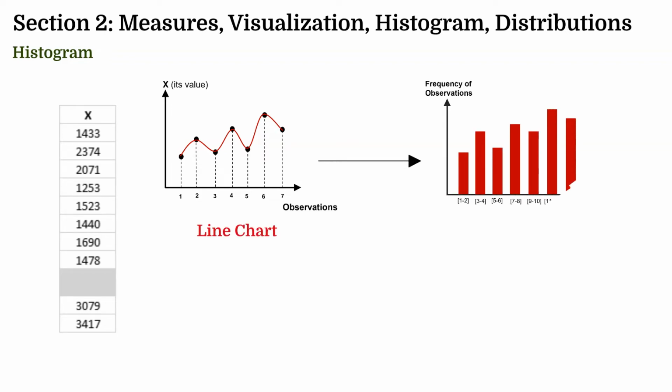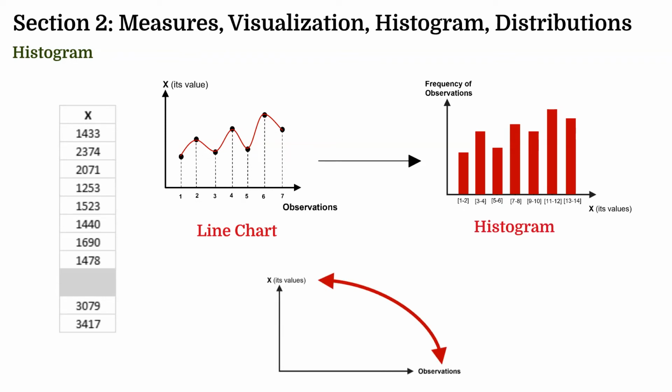In a histogram, on the other hand, we swap the places of these two axes. So on the horizontal line, we have ranges of the value of X, and within each range, we record how many observations we have. For example, if the range of X is 1 to 2, how many observations? We record that in a bar. Between 3 and 4, how many observations? We record it in a bar, and we call it a histogram.